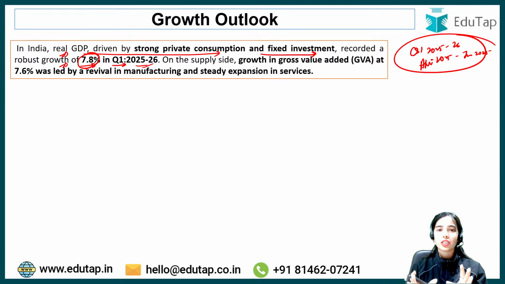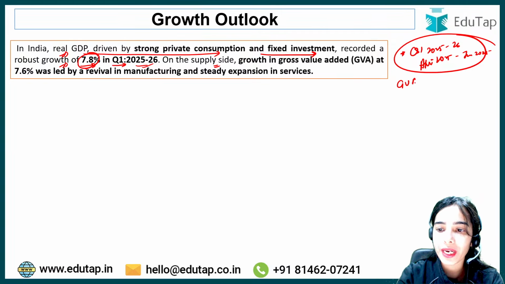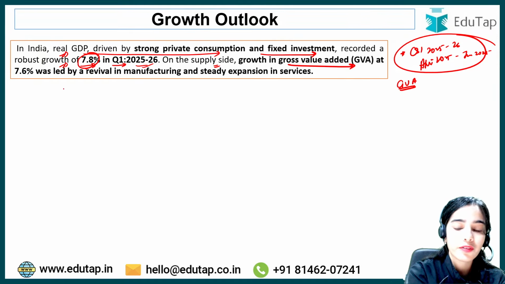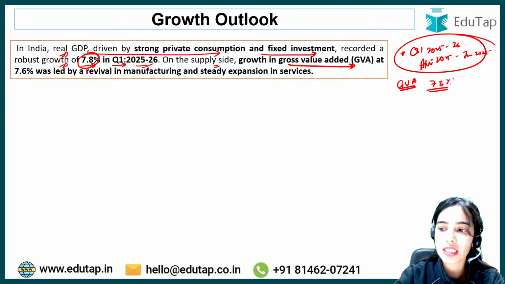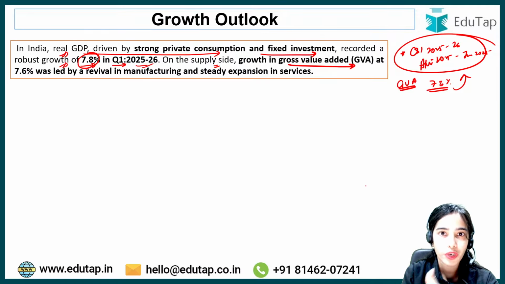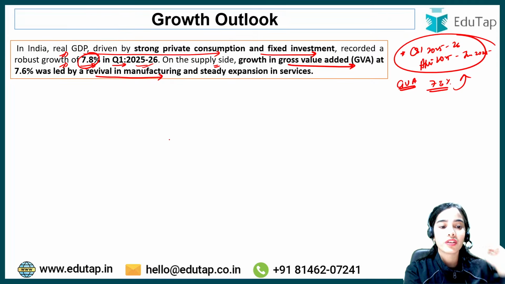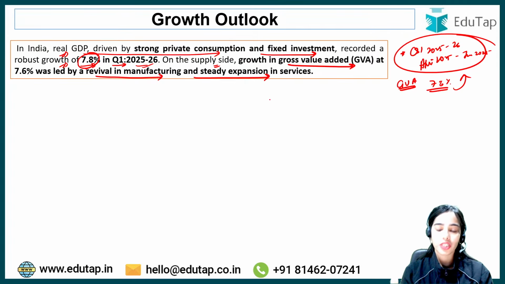Okay, so in India, because of strong private consumption and fixed investment, real GDP recorded a robust growth of 7.8% in the first quarter. On the supply side, the gross value addition was at 7.6% in the first quarter of 2025-26. So you can see that real GDP has grown by 7.8% in the first quarter, and the real GVA, the real gross value addition, has grown by 7.6% due to the revival in manufacturing and steady expansion in services.